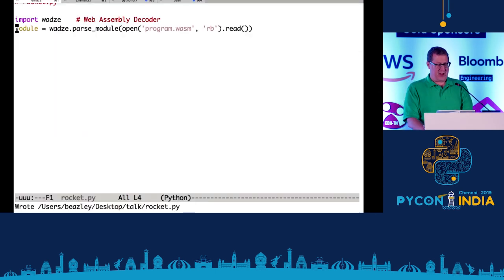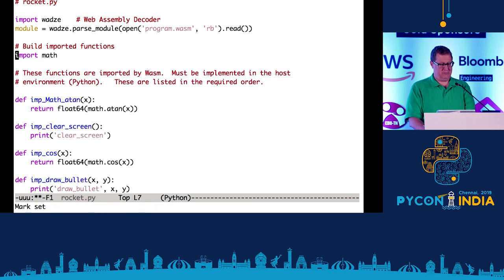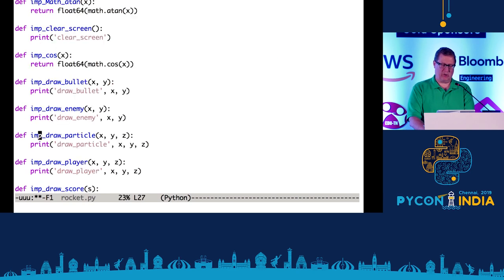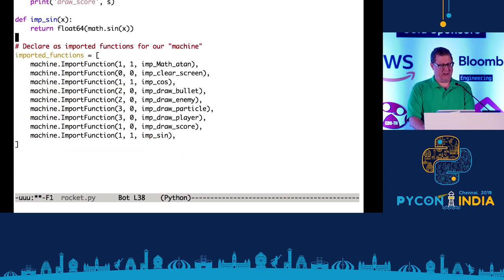And I'm going to use that. That's basically going to be the basis of my little WebAssembly encoder here. So one thing that I can do is build the imported functions. I'm not going to totally type that in, because I knew it would take a little bit of time, but essentially the imported functions are things that have to be implemented in Python or JavaScript. It's just like, what functions does it not know about? So you're seeing some math functions here, and some things with gameplay, like clear the screen, draw bullet, draw enemy, and so forth. Those are basically going to go into a big imported functions table.